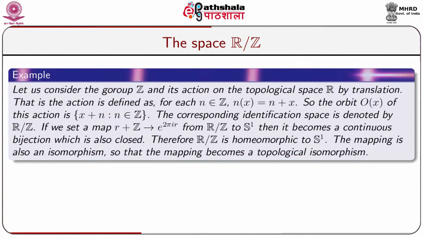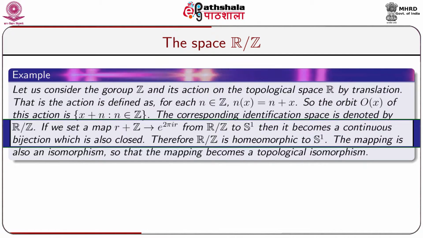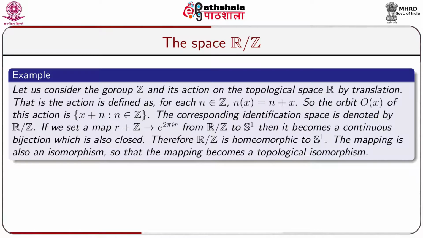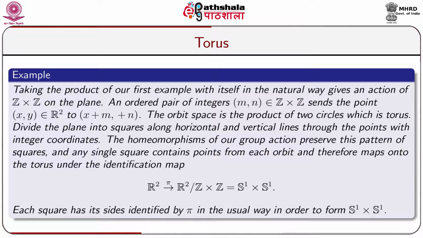Now, if we set a mapping R plus Z to e to the power 2 pi i r from R by Z to S1, then it becomes a continuous bijection which is also closed. Therefore, R by Z is homeomorphic to S1. Now, we consider the action of the group Z cross Z on the topological space R cross R. What does this give? In fact, this gives our known torus.